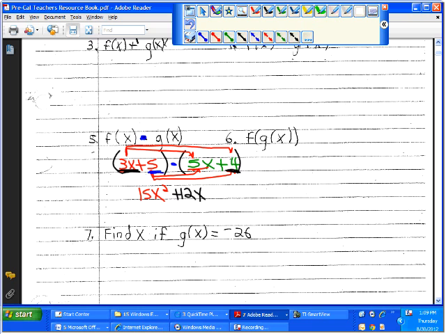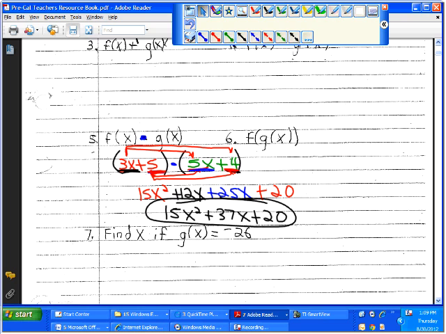And now we're going to send the 5 through. 5 times the 5x is 25x. And then we're going to send the 5 to the 4. 5 times 4 is 20. I get to multiply this time. And now we can combine like terms. So we combine like terms here, and we get 15x squared plus 37x plus 20. So the product of the F function and the G function is this quadratic, 15x squared plus 37x plus 20.